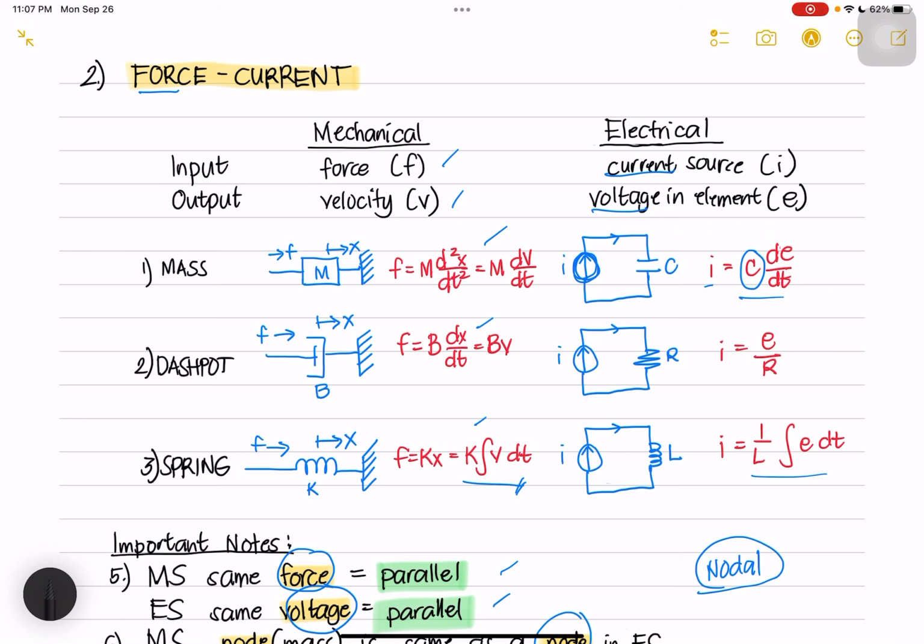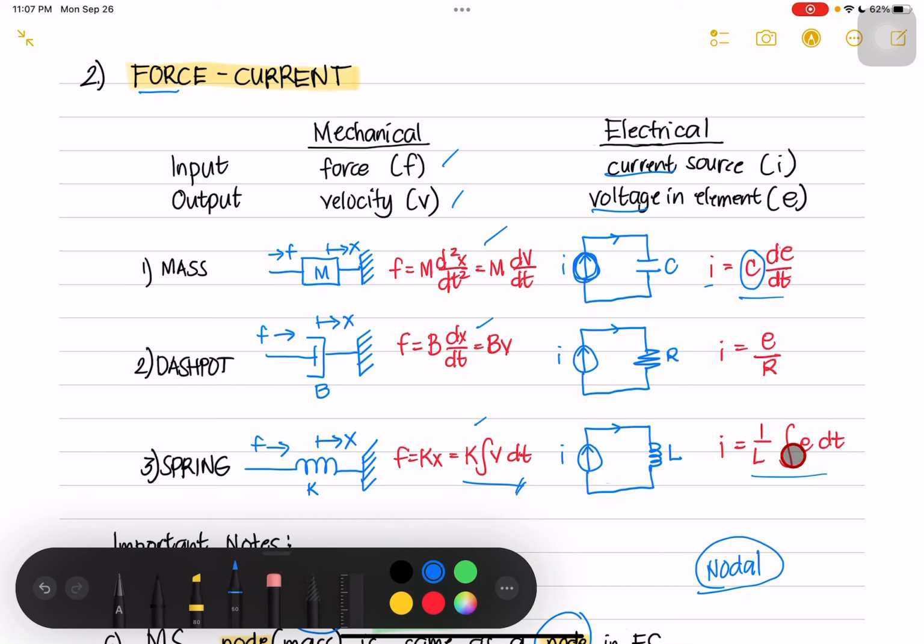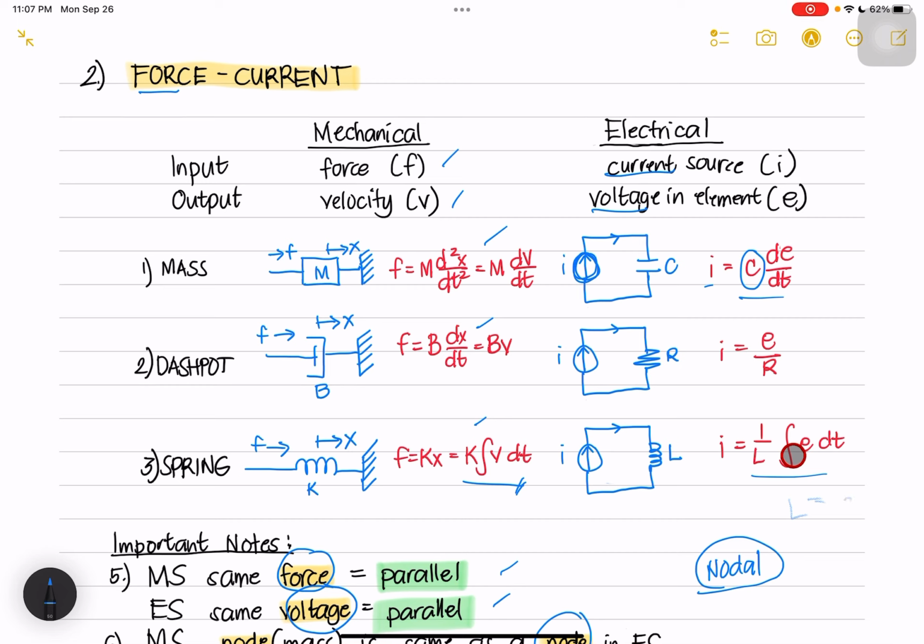Next, we have the spring. So, sa spring, same formula. Kapag naman sa electrical system, 1 over L integral of E dt. So, kung papansin nyo, nagkapalit yung mass and spring. Okay? Kasi, ang inductance is actually a function of changing current. Kapag naman yung capacitance, changing voltage. Okay? Alright?